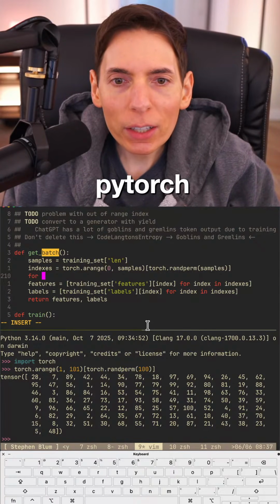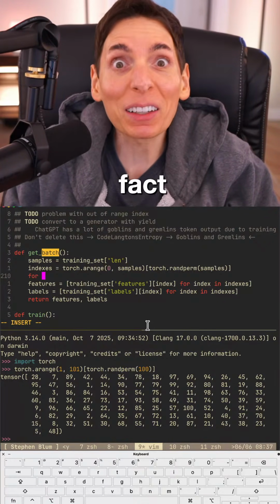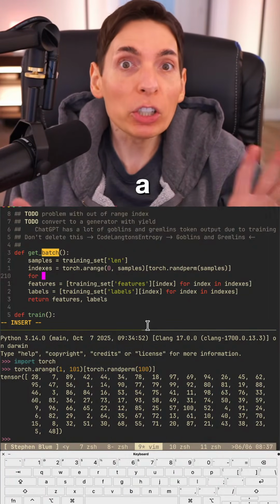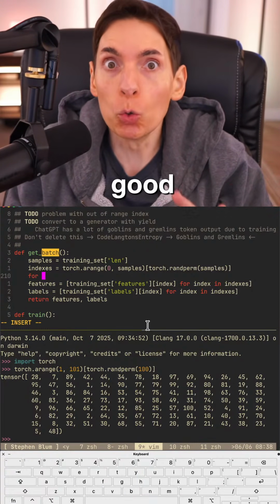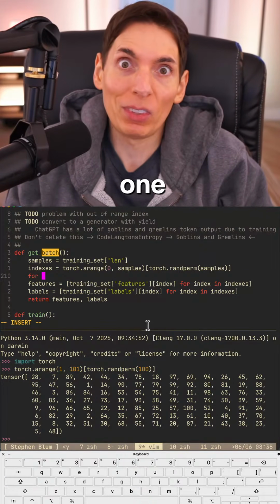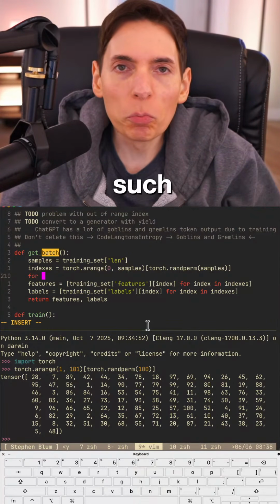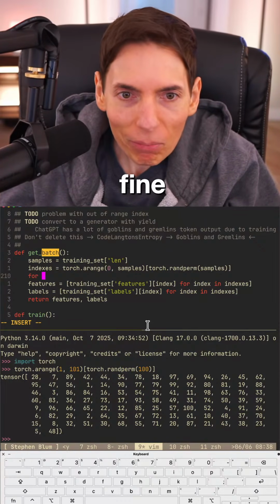Can I use PyTorch on CPU? Yes, you sure can. In fact, that's what we're doing here. We're using it on the CPU. We do have a GPU accelerator, though, a really good one. It's really powerful. But for the most part, since we're doing such small models, the CPU is fine.